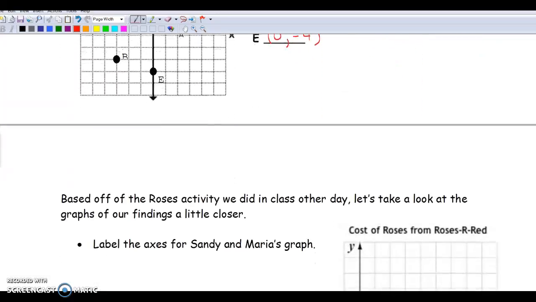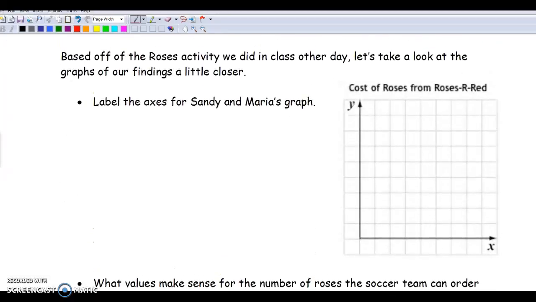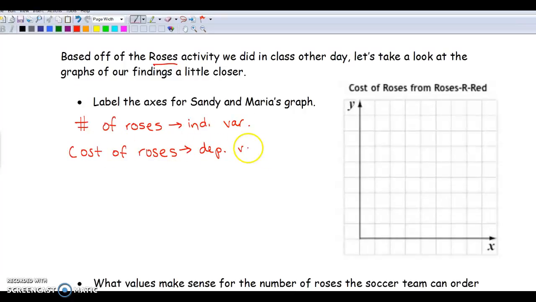All right, and then the second page. We talked about roses are red on Friday, and we want to label the axes for the roses are red. So if you remember, you have the number of roses that they're ordering, and then you have the cost of the roses. We talked about how the number of roses was the independent variable, and how the cost of the roses was the dependent variable. Cost is going to depend on how many roses you order.